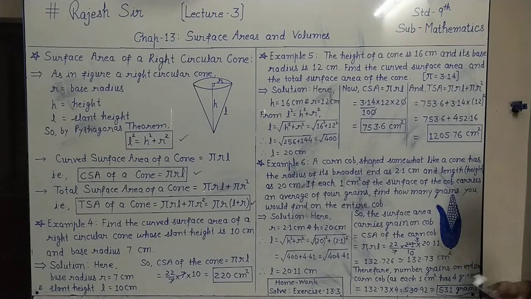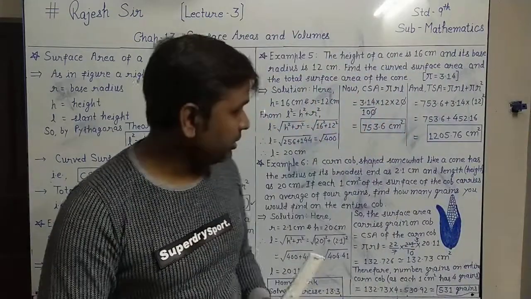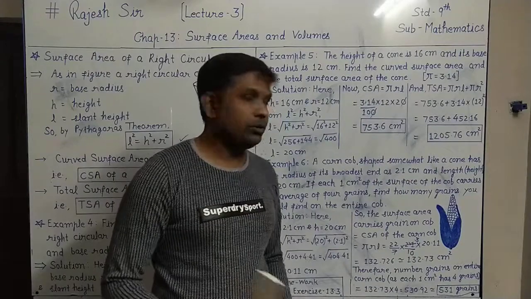So we can write it approximately. 530.92, 0.92 is nearly 1. So 1 is added to 530, which is 531 grains approximately. So on the cone, approximately 531 grains will be. This way we can find the answers to this type of questions also.